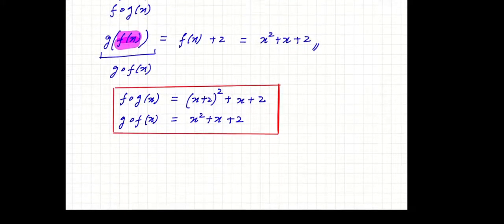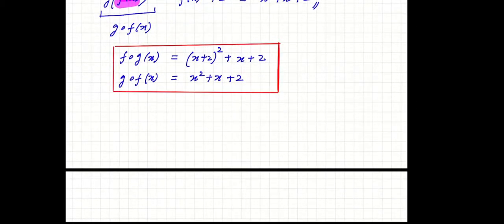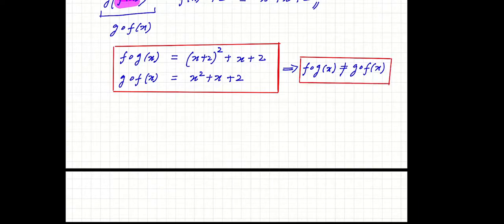Now by looking at this, what can you think? You see that f∘g is not equal to g∘f. Can you see that? Those two functions are not equal, and this is a very important thing to know. f∘g is not equal to g∘f.